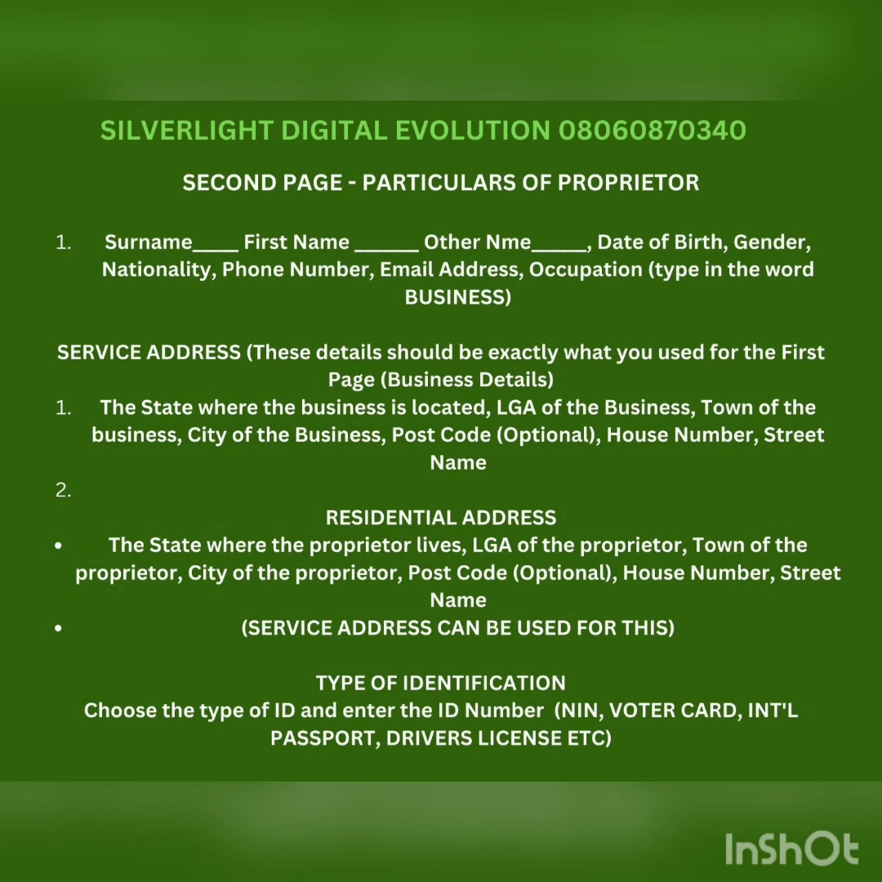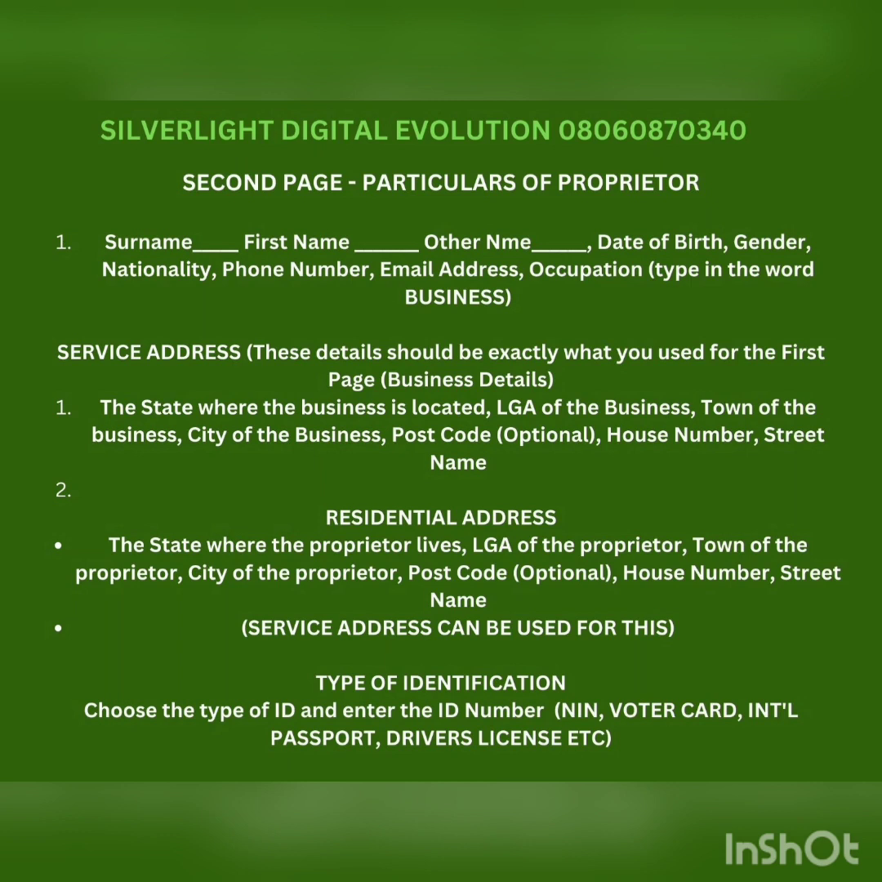CAC is going to query you if you put a different address from the address you put in the business detail. You understand? So go to the state. You put the state where the business is located, just like you put in the first page. Local government, town, all that, you put it. Postal code is optional. You can jump it. You describe the house number or the shop number. Describe the street name properly.